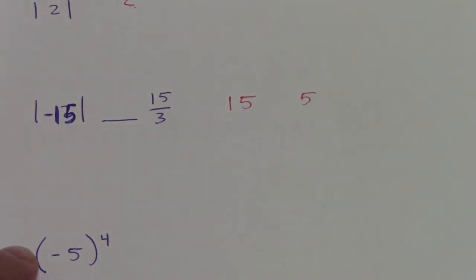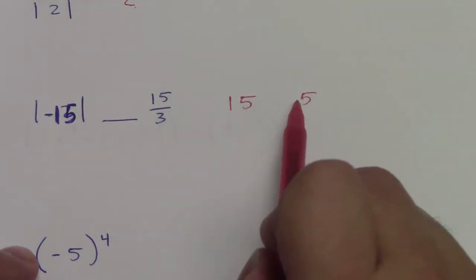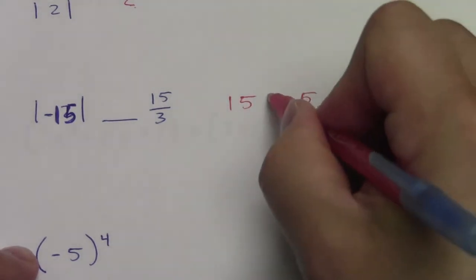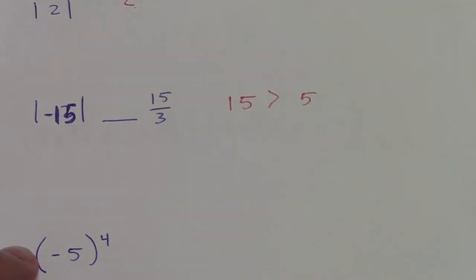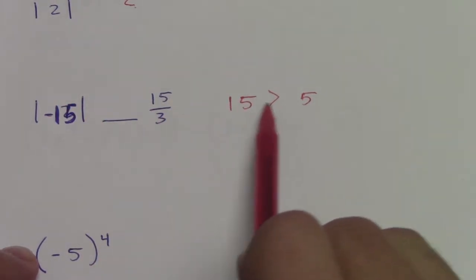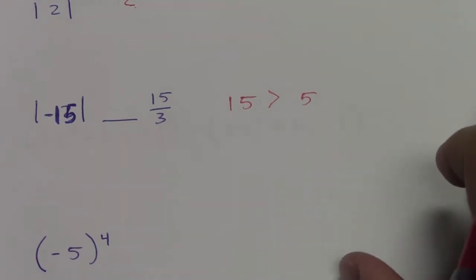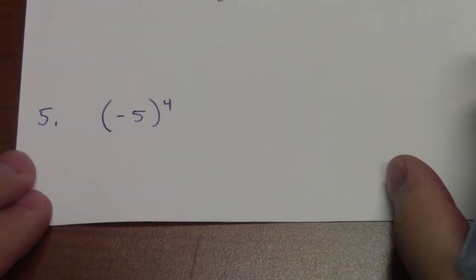Now what we can do is figure out, is 15 less than or greater than 5? In this case, 15 is greater than 5, so that's your answer. So make sure you break it down first. Pull everything out, rewrite the problem, and then solve it. That way there's no mistake.